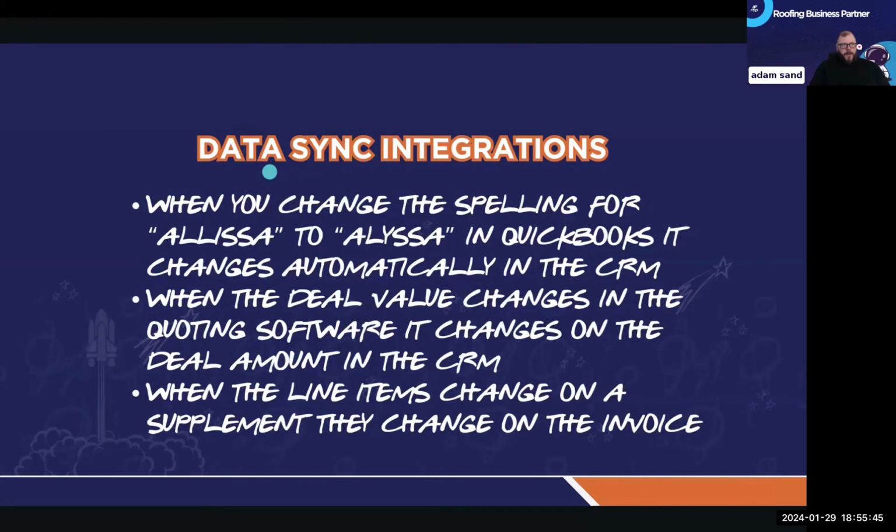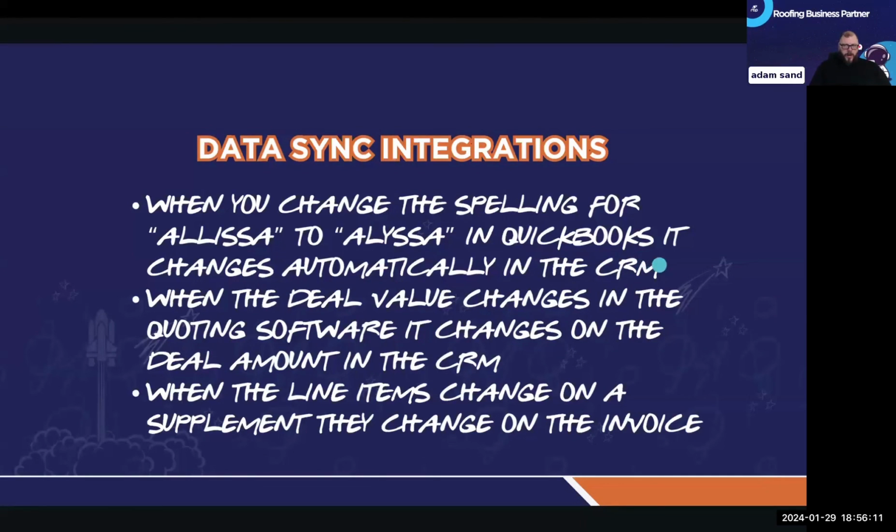Then you have data sync integration. It's an enhancement on a two-way integration, which is saying that, say you add a customer to HubSpot, right? There's Alyssa, and her name is spelled ALLISSA. Then you push her to QuickBooks, but in QuickBooks, when you go to invoice her, she says, actually, my name is Alyssa with a Y. But when you change it in QuickBooks, it automatically changes the name again in the CRM so that the records match, right? This is, again, seamless.